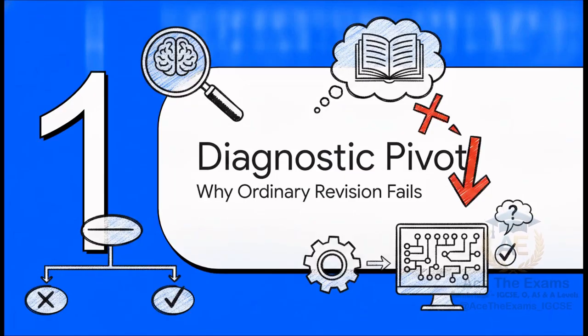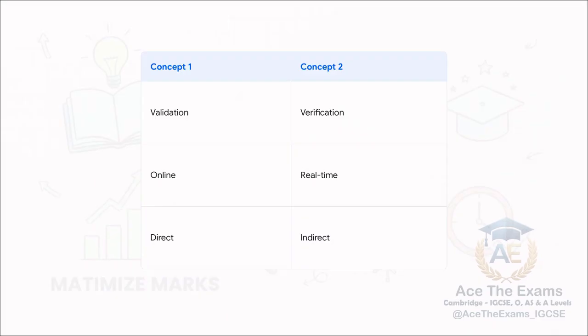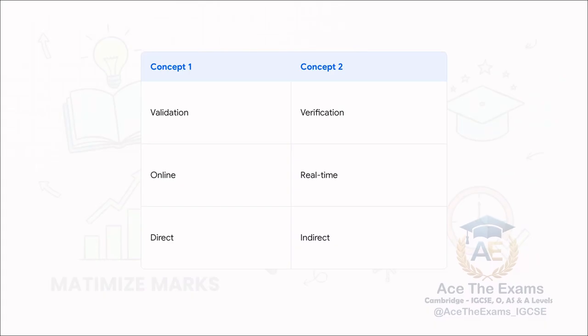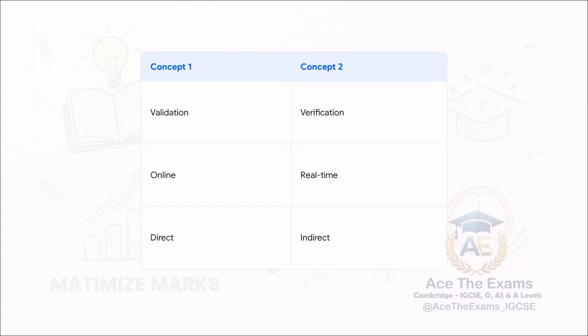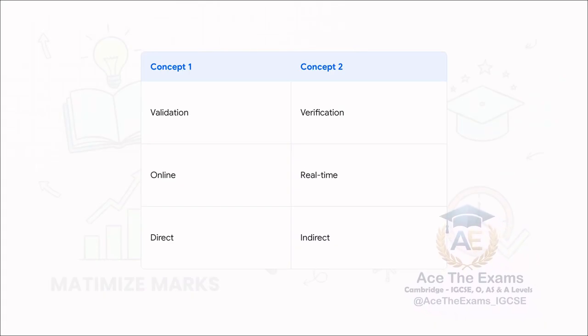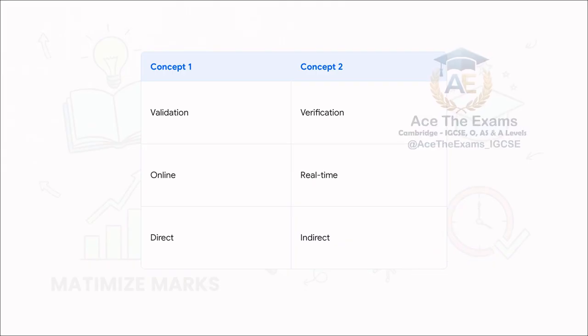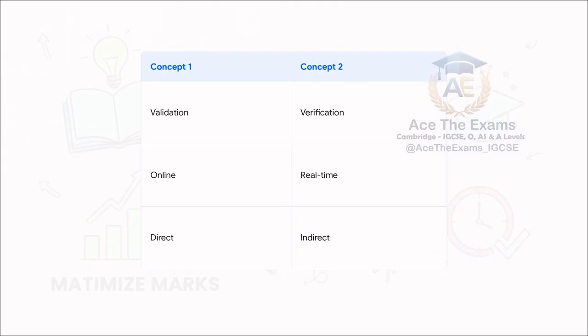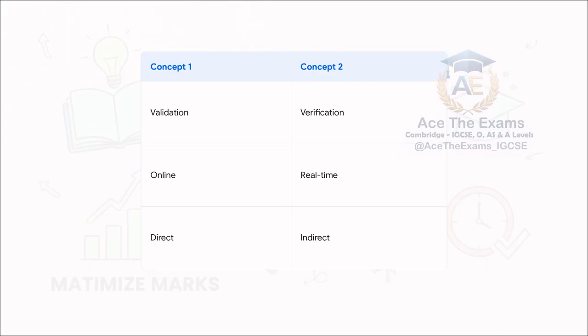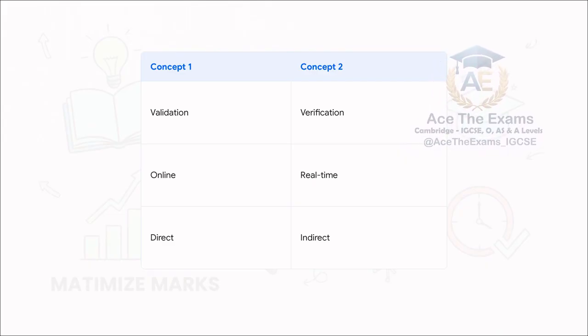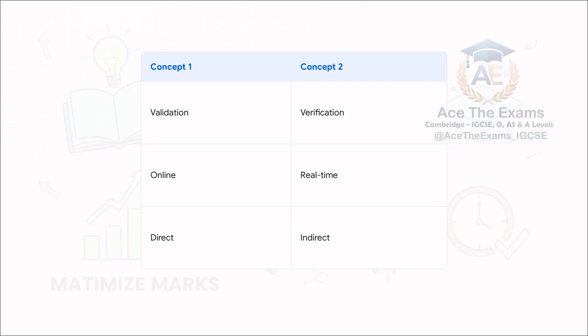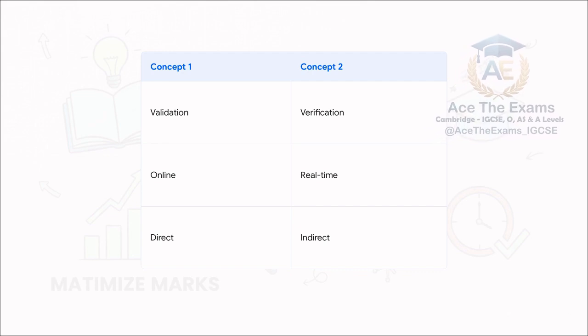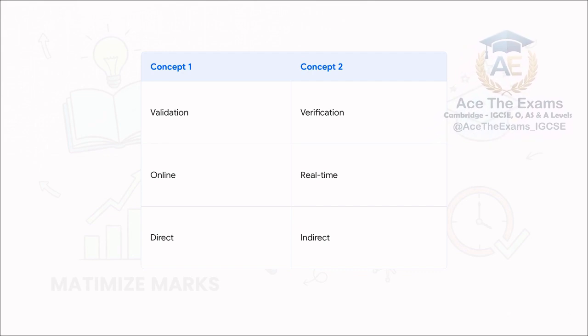Part 1. The Diagnostic Pivot. Why Ordinary Revision Fails. Okay, let's dive into this. To stop losing marks, we really need to understand why ordinary revision fails so spectacularly in the Cambridge 9626 environment. The big problem? Most students just try to memorize isolated textbook definitions. But this syllabus isn't a vocabulary test. It is a test of applied technical reasoning, and ordinary revision fails because students constantly mix up closely related concepts.